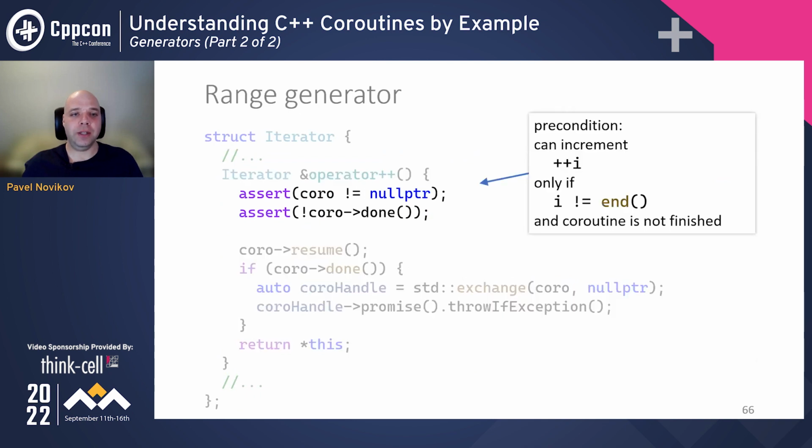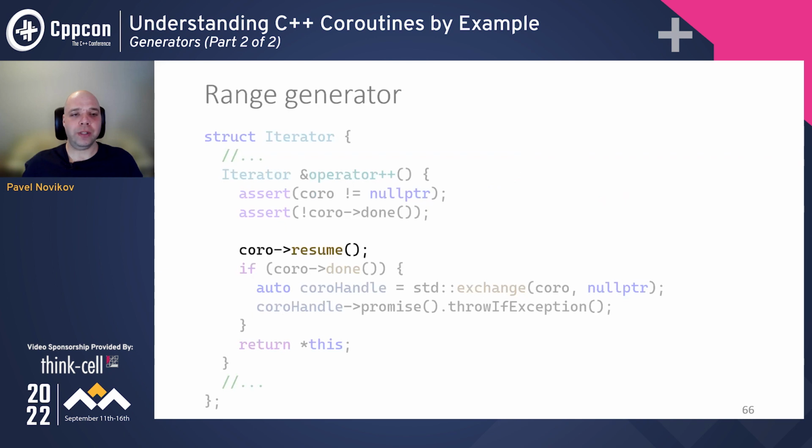The next one is increment. Here with asserts, I documented that we can only increment our iterator if it refers to a coroutine. So the coroutine handle pointer is not null, and the coroutine must not be finished. So basically, it means that this iterator is not equal to the end iterator. So next, when we increment, we resume the coroutine.